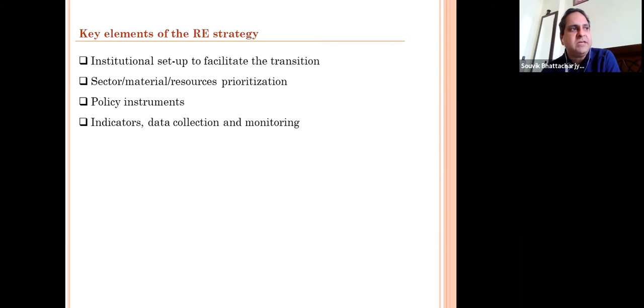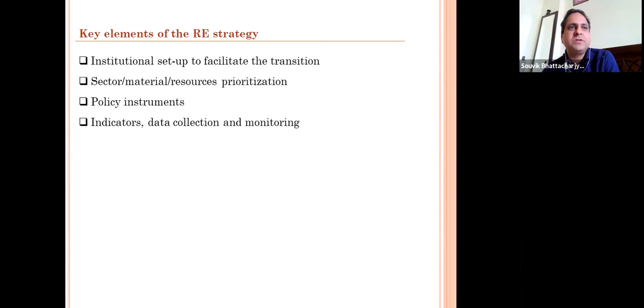Now, for the past 1 hour, we have been discussing a lot on strategy. So what is a strategy? Any strategy is something that helps you to achieve a specific goal and objective. And here, our goal or objective is to achieve resource efficiency. So what would be the key elements of a typical strategy?